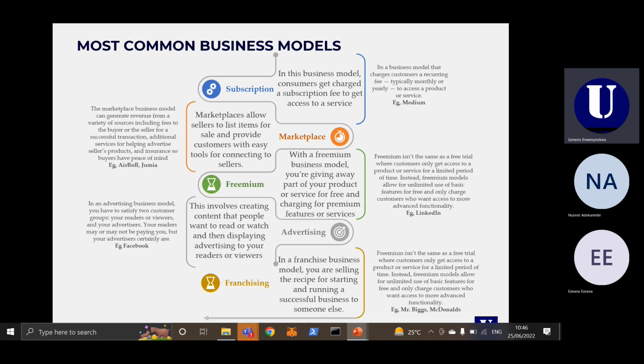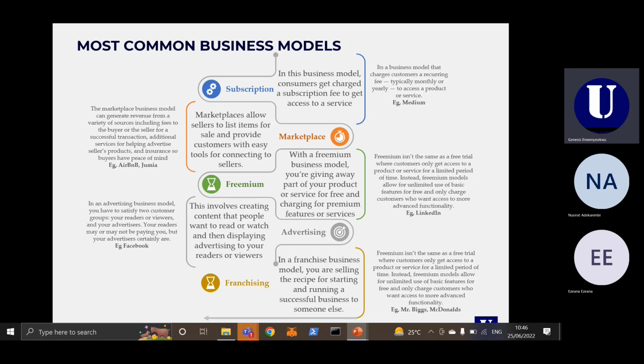And if I want to buy what you sell and I can't come to your shop and you can't come to my house, then let me go to Jumia, where I can easily access you, right? So a marketplace business basically brings buyers and sellers together, ensuring there's an enabling platform for them to transact.